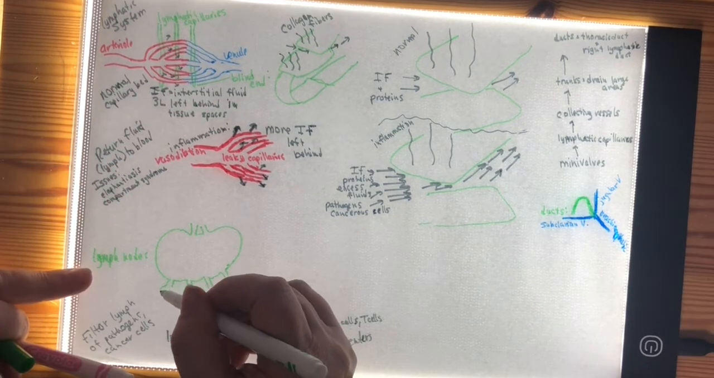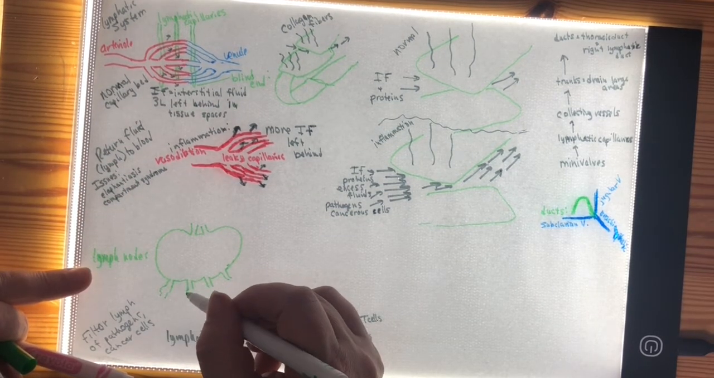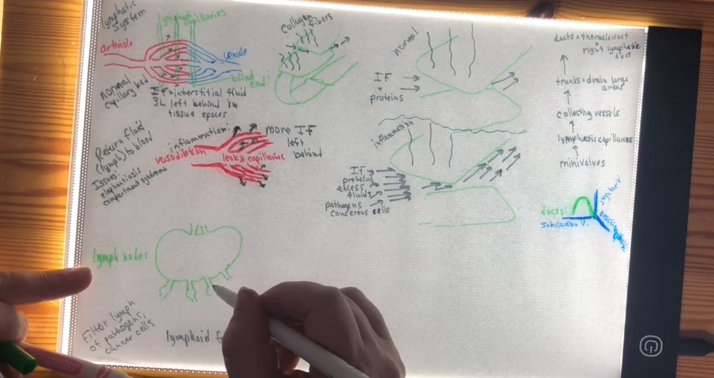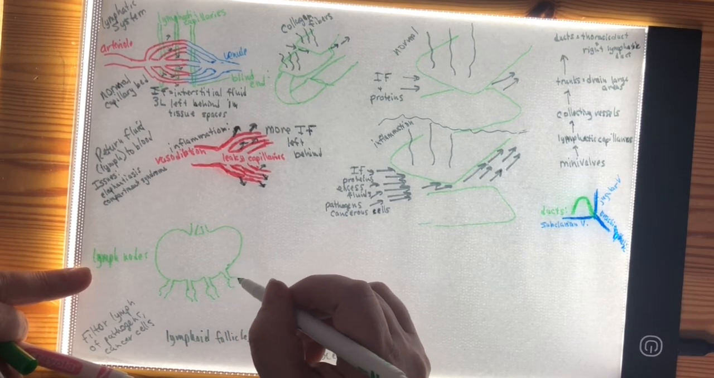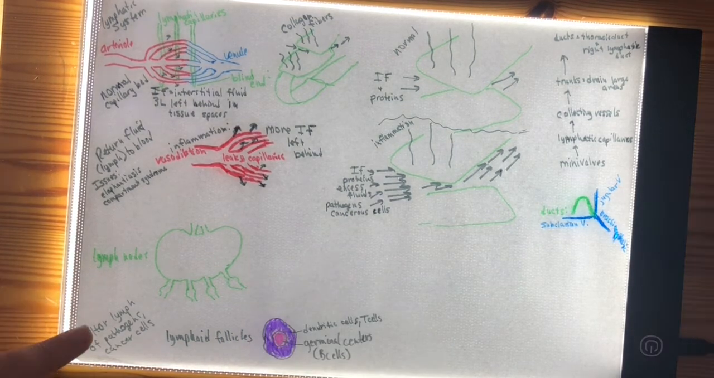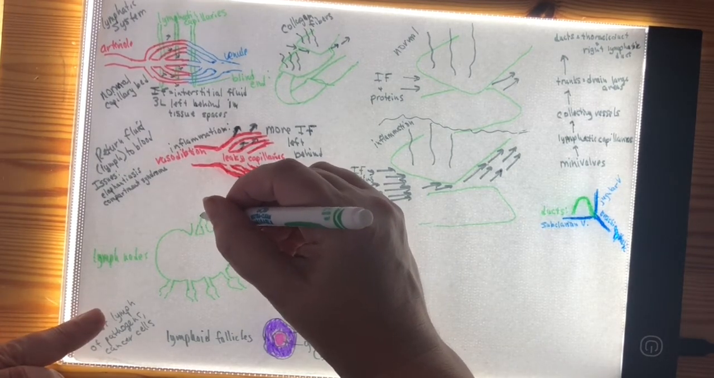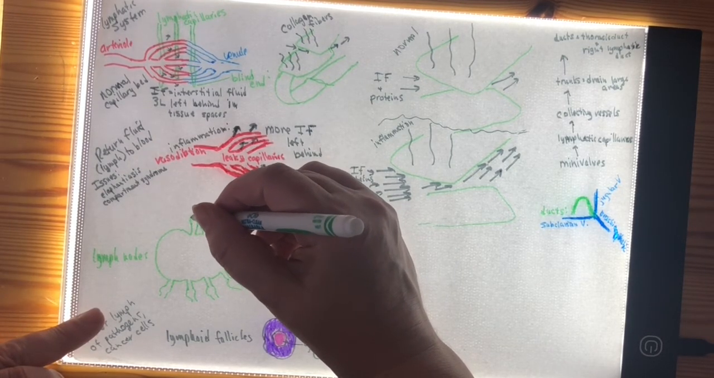Lymph nodes are definitely the most ubiquitous organ of the lymphatic system. And so we're going to be drawing, it kind of looks like a kidney bean. It's about 1 inch in diameter. And let's draw the vessels going in and vessels going out.